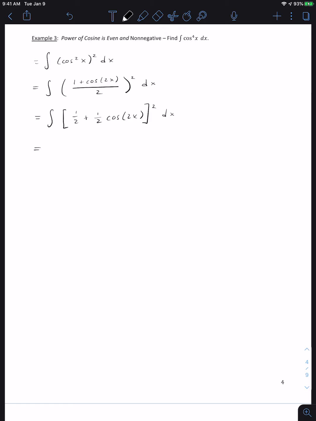Again, to square this, you can multiply out this binomial, but I like to do it the quick way: the first term squared, plus 2 times the first times the last term, plus the last term squared. So the first term squared is 1/4. 2 times the first times the last is 1/2 cosine of 2x. The last one squared is plus 1/4 cosine squared of 2x. And then all of that with dx.